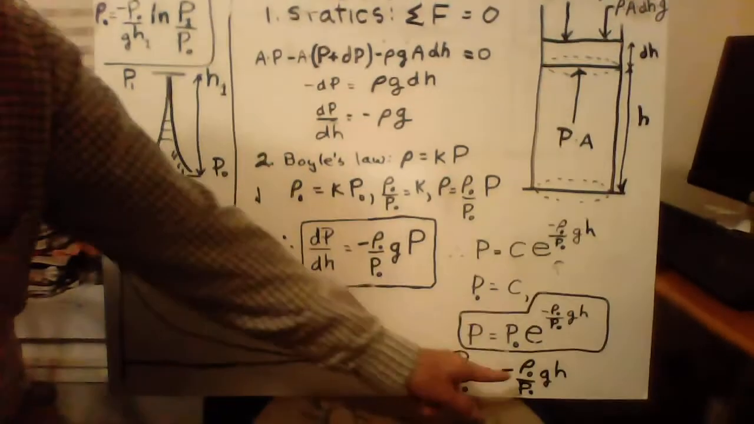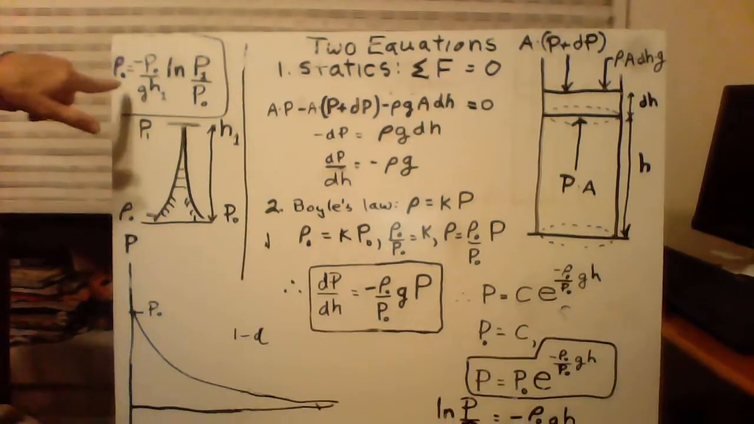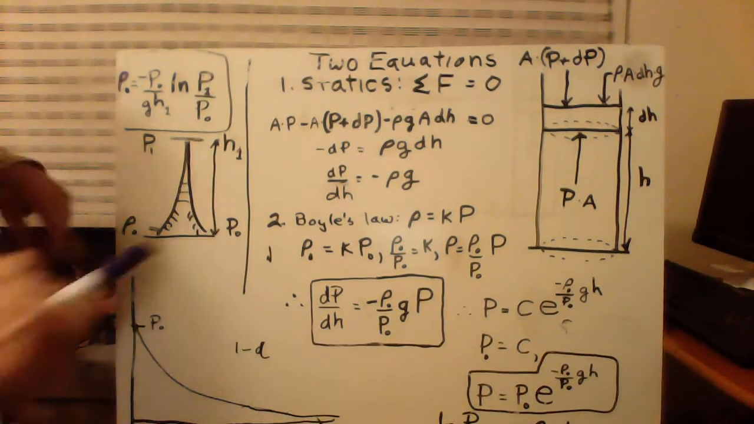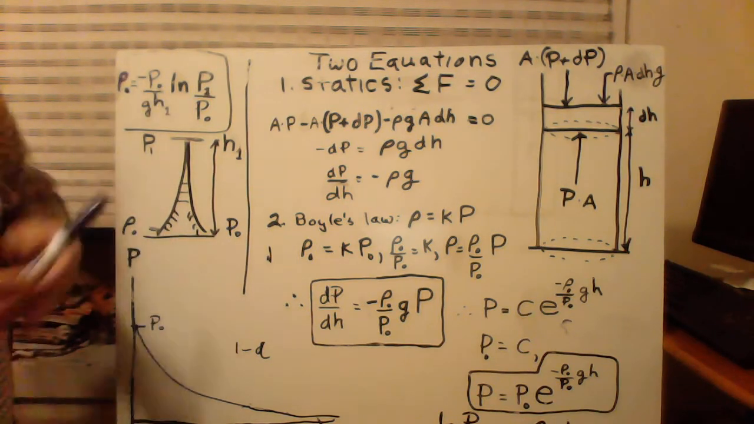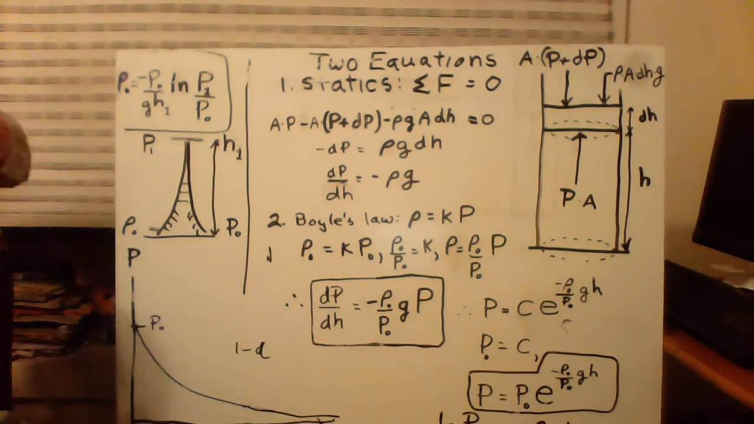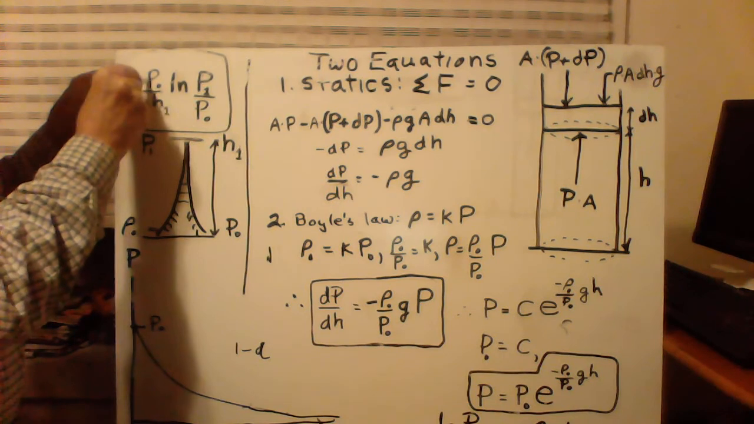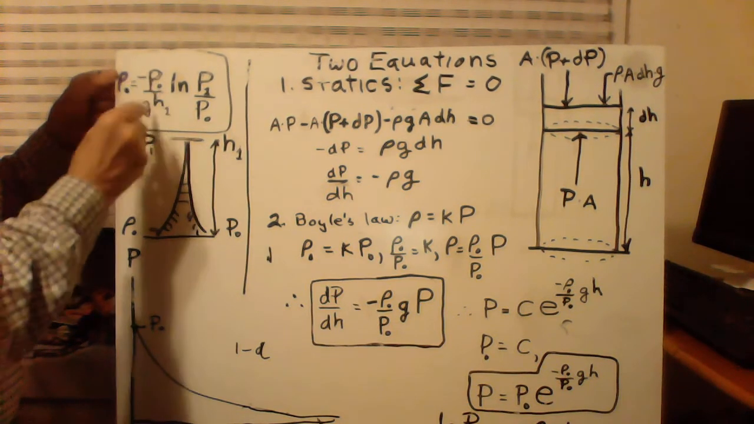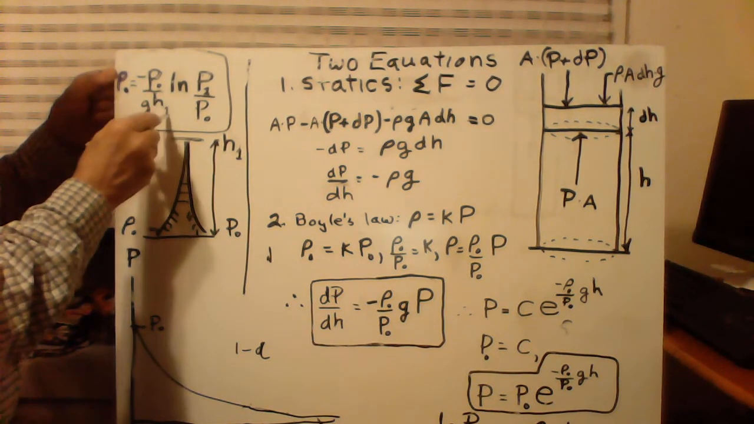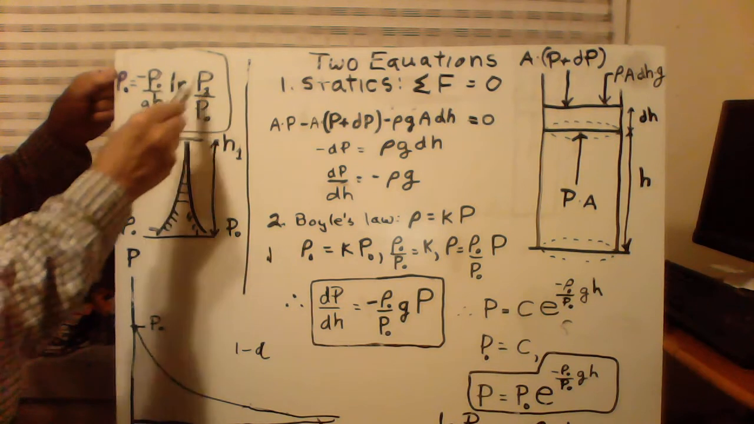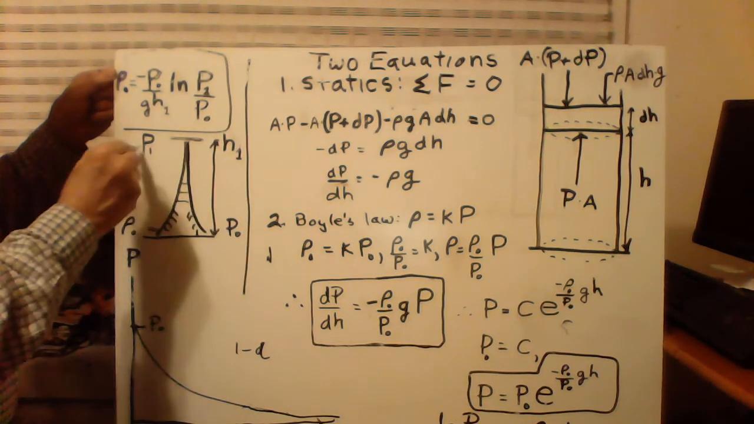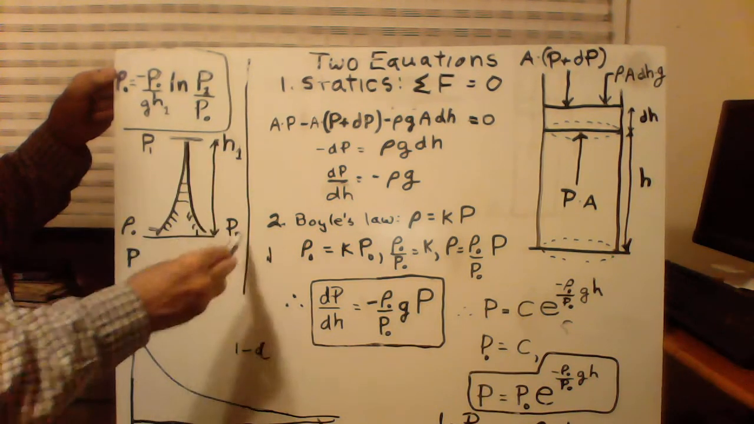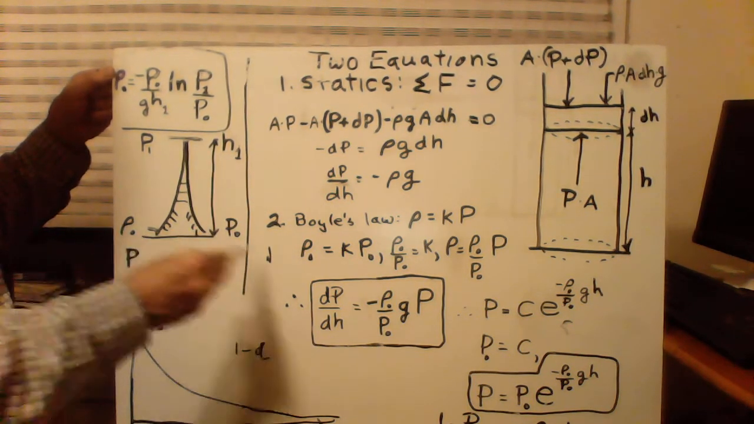We end up getting rho sub 0 is equal to minus P sub 0 divided by G divided by H sub 1, times the log of P1 over P sub 0. P1 being up here at the top of the tower, P sub 0 and rho sub 0 being down here.